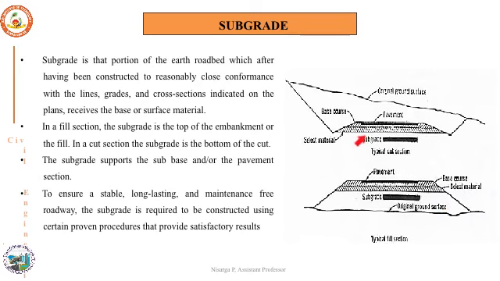If the elevation of the ground is at a higher elevation compared to the required ground profile of the pavement, then cutting has to be done and the subgrade has to be taken at the cutting. In a fill section, the subgrade indicates the top of the embankment or the filling that we have done, whereas at the cutting, the subgrade will act as the bottom of the cut.